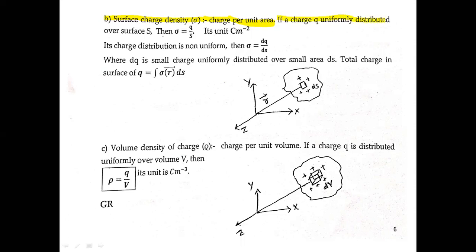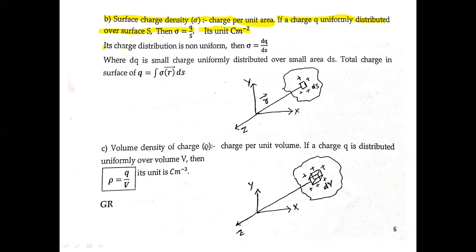If the charge Q is uniformly distributed over surface S, then we can write sigma equals Q divided by S. Here Q is the charge, S is the surface area. Its unit is per centimeter square. Area we write as meter square, length into breadth.